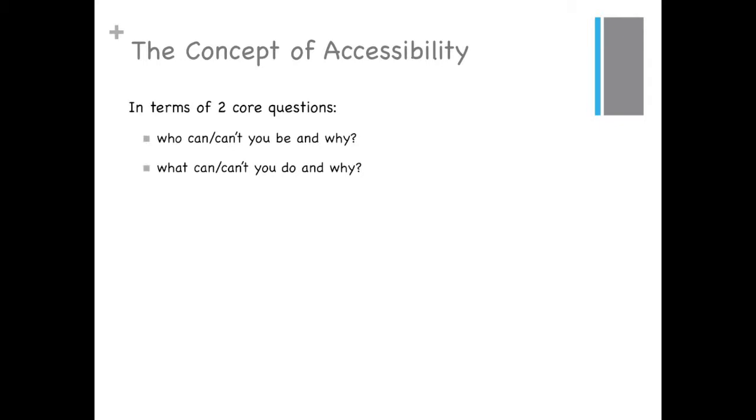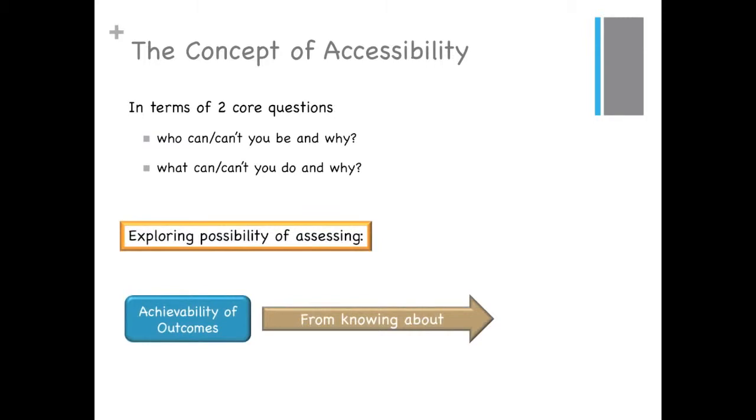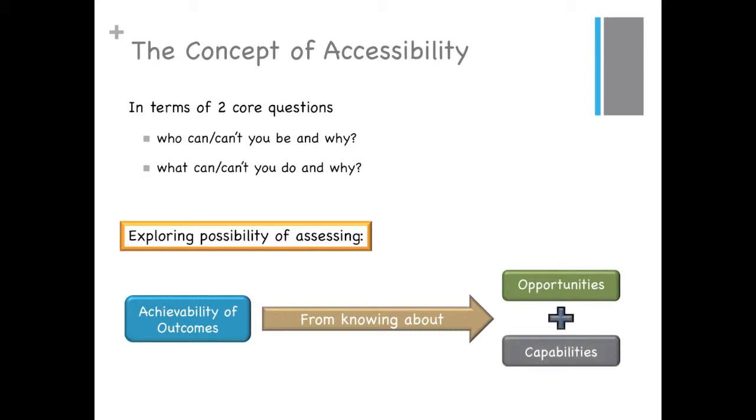So I've conceived of accessibility in terms of two questions: who can or can't you be and why, and what can and can't you do and why. So it's really about the achievability of outcomes, roles that you can take on in life, things that you can achieve in life. And what we're trying to do is assess the achievability of outcomes by knowing about the opportunities that people have to do things and the capabilities they have to take advantage of those opportunities.